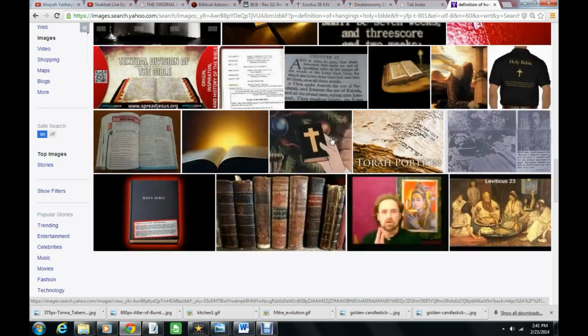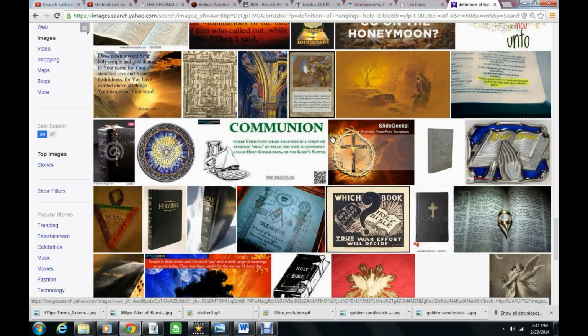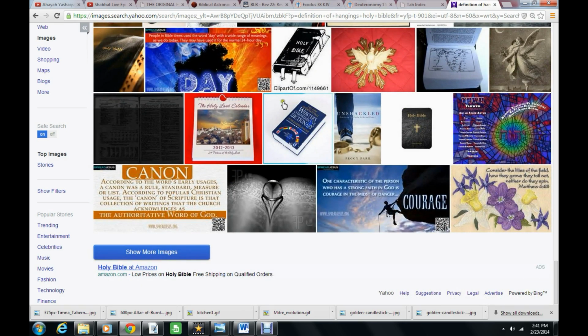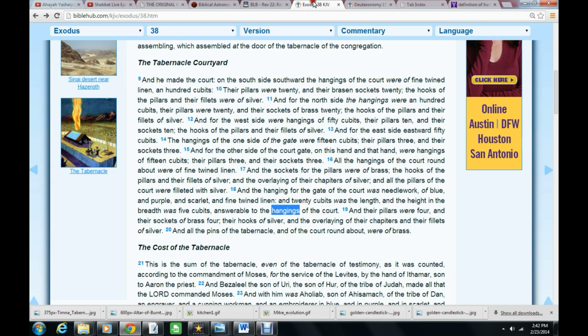Yeah, they don't really show us a picture in here, but I'm pretty sure it has to do with curtain, like we just read. Alright, let's continue.